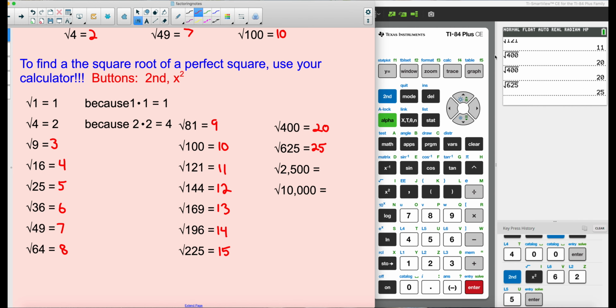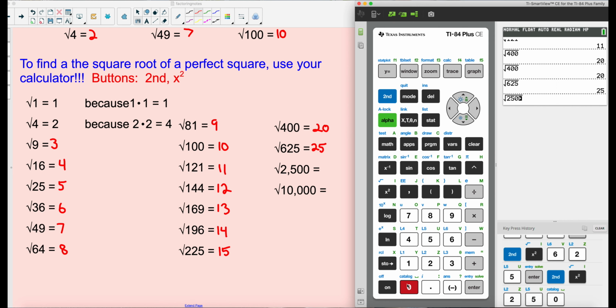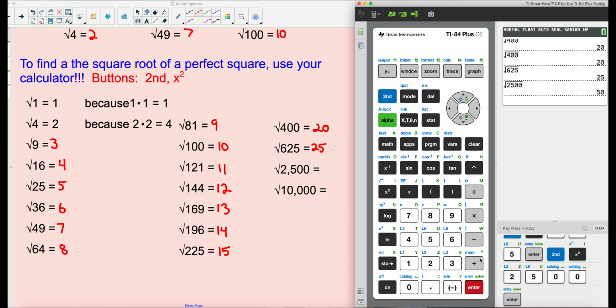Square root of 2,500. I do not know what that is in my head. Hit second function, hit x squared. 2500, you hit enter, boom, square root of 2,500 is 50.